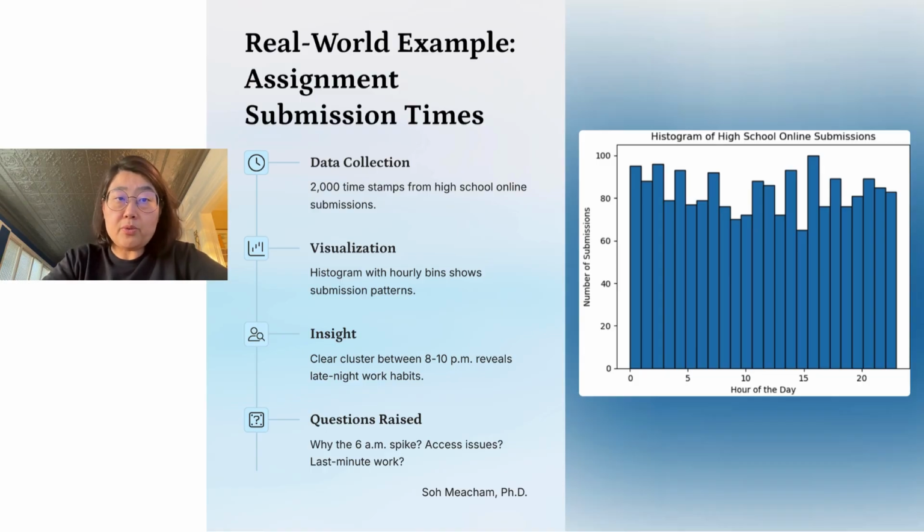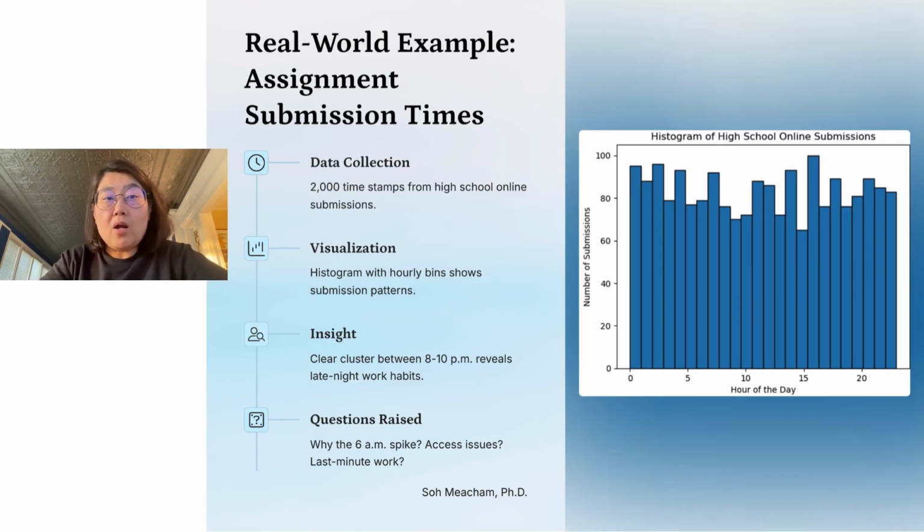We build a histogram using hourly bins. The x-axis shows time of day, from midnight to 11 p.m., and the y-axis shows number of submissions. What we might find is a clear cluster between 8 and 10 p.m., the late night submission rush. That tells us something important. Students are doing homework later, possibly after extracurriculars or jobs. And if there's a surprising spike at 6 a.m., that's another kind of outlier.